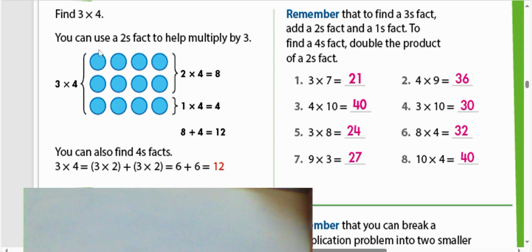Find 3 times 4. You can use 2 factors multiplied by 3. 3 times 4, you can divide it into 2 and 1 only. Okay, then we have 2 rows. Each row contains 4 elements. 2 times 4, 1 times 4. The result will be 12. We know 3 times 7 equals 21, and 4 times 10 is 40, 3 times 8 is 24, 3 times 9 is 27, and so on.